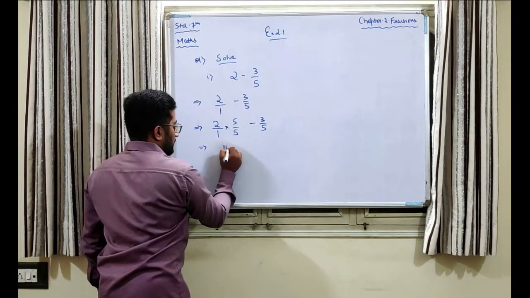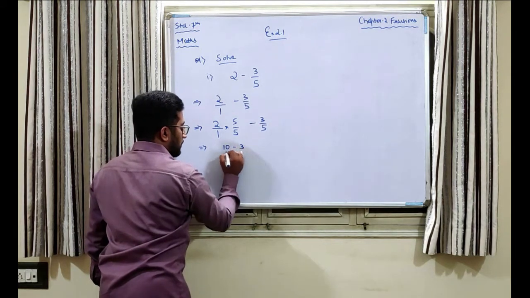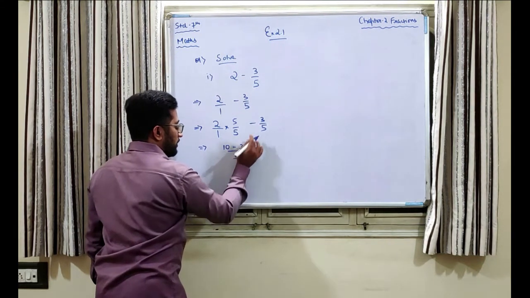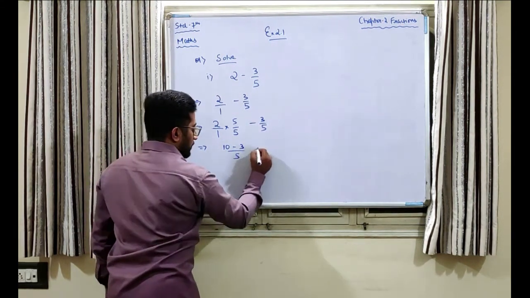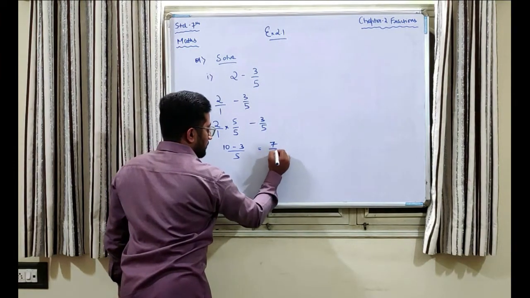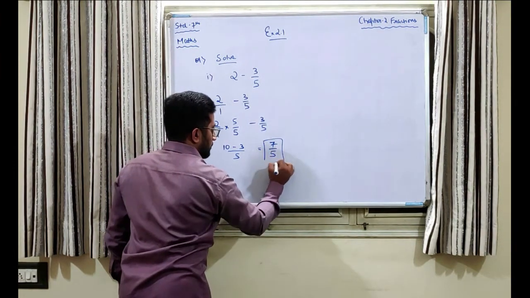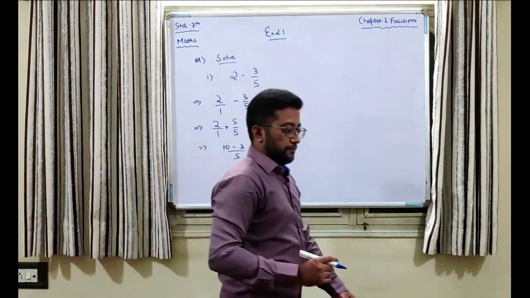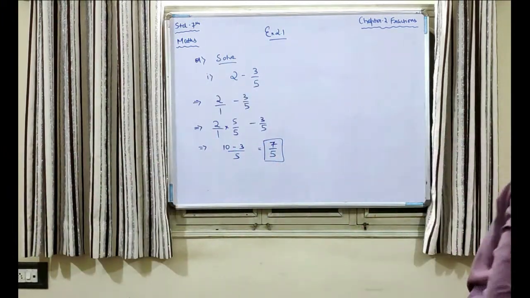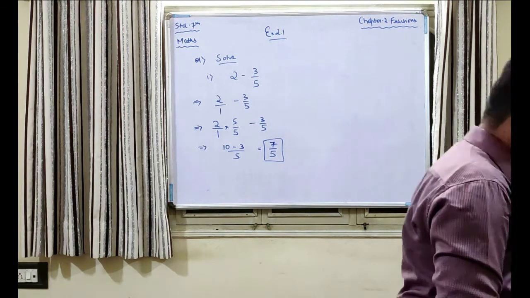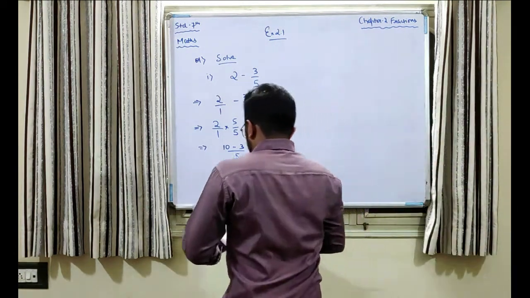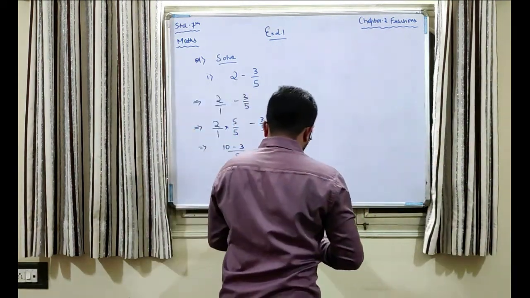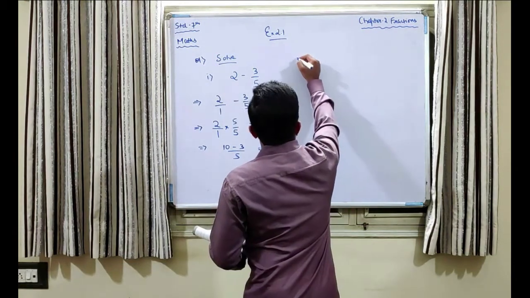So 5 2s are 10 minus 3 upon 5, because our denominators are now the same. So 10 minus 3 is 7 upon 5. Okay, so this is your answer. Please make a note. Similarly, you can try others. We will try the fourth one.